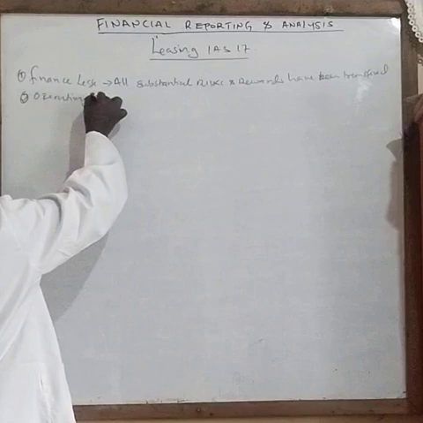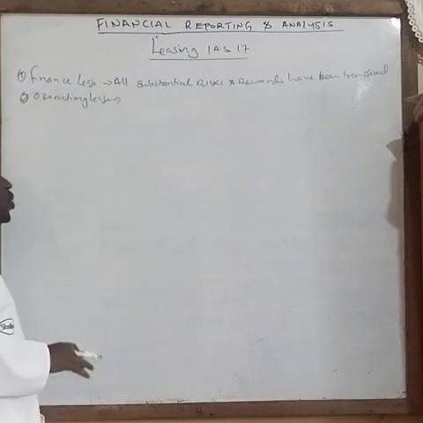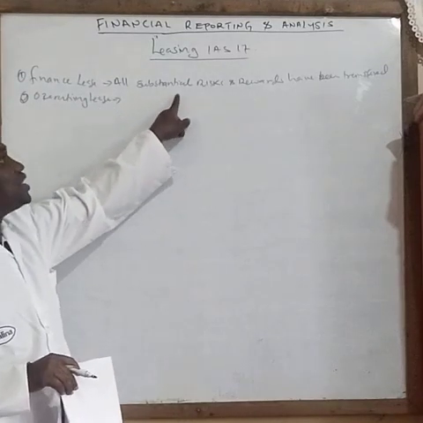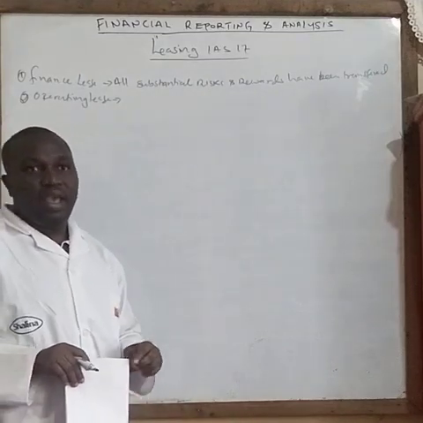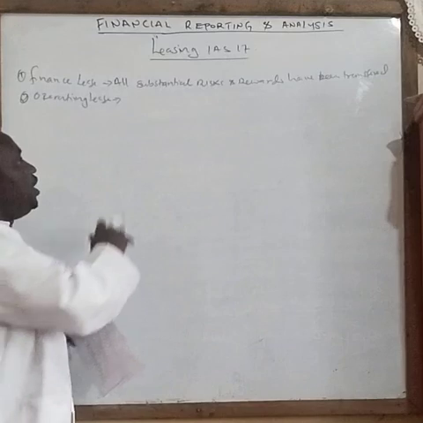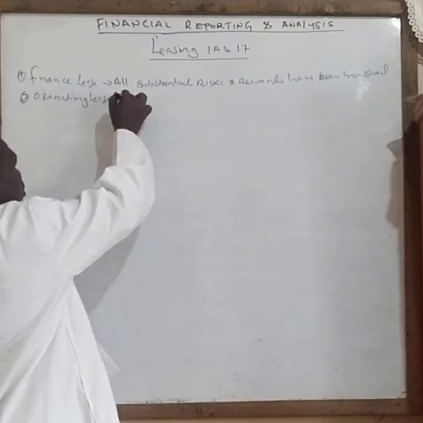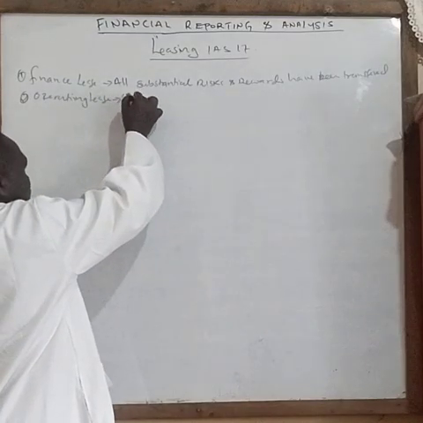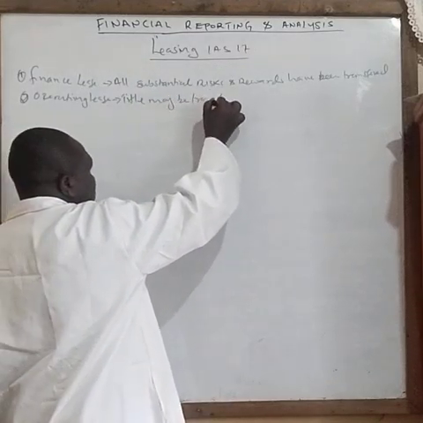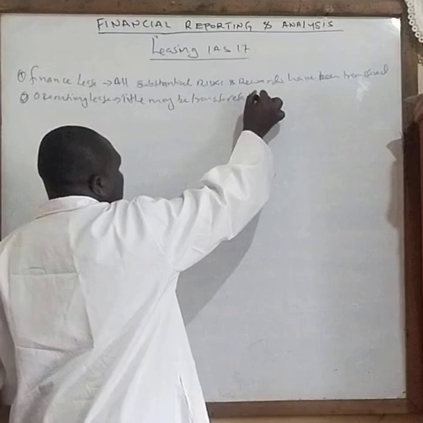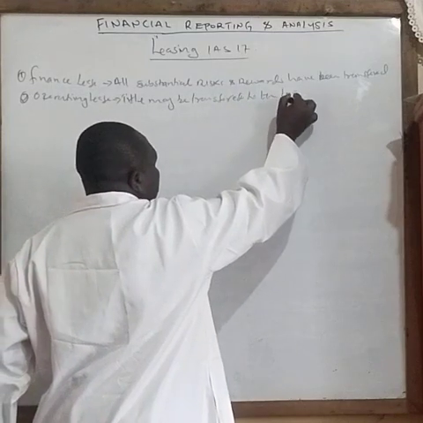Number two is what we call operating lease. This is a contract where not all the substantial risks and rewards have been transferred to the leasee. It means that by the end of the term, the title may be transferred to the leasee.